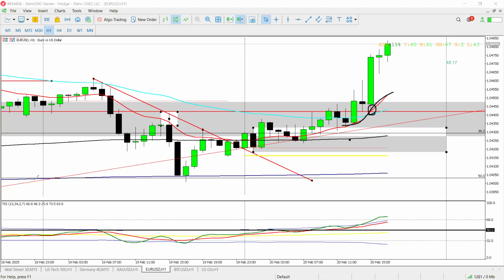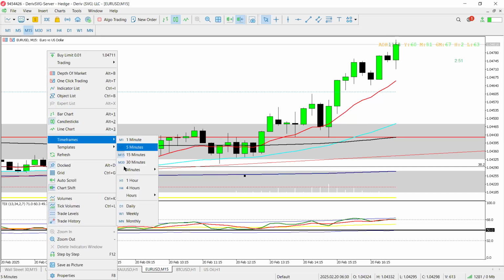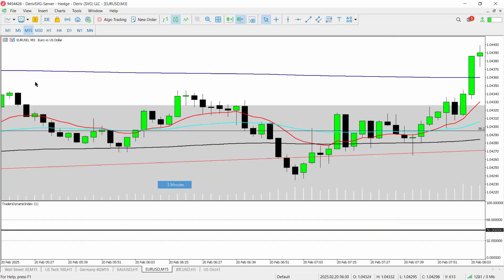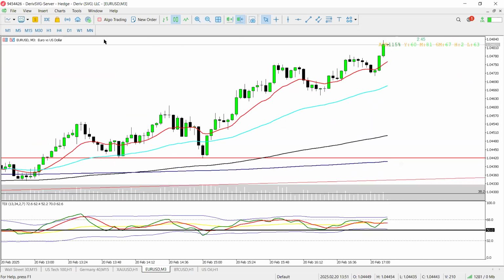So jumping to M15, M15 New York session price started to push up. We had a retracement. We had this particular inside bar. So soon as this candle closes, that's where I'm ready to pull the trigger. The next thing I do is I now jump to the 3-minute time frame. 3-minute time frame is my entry time frame. So if we jump to the 3 minutes, minimize.